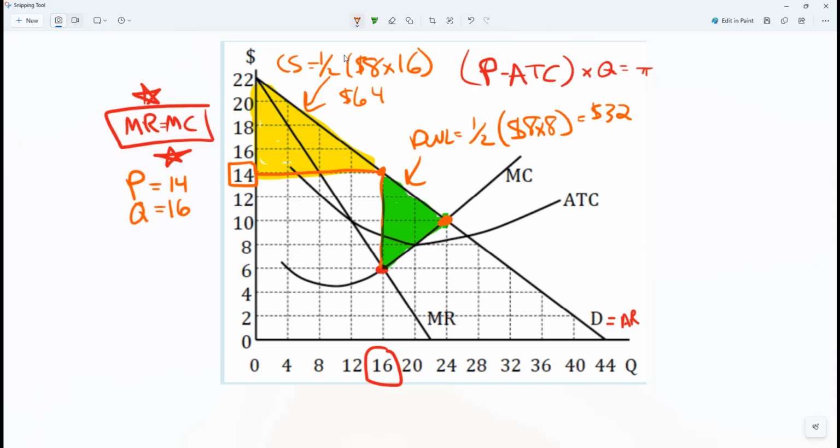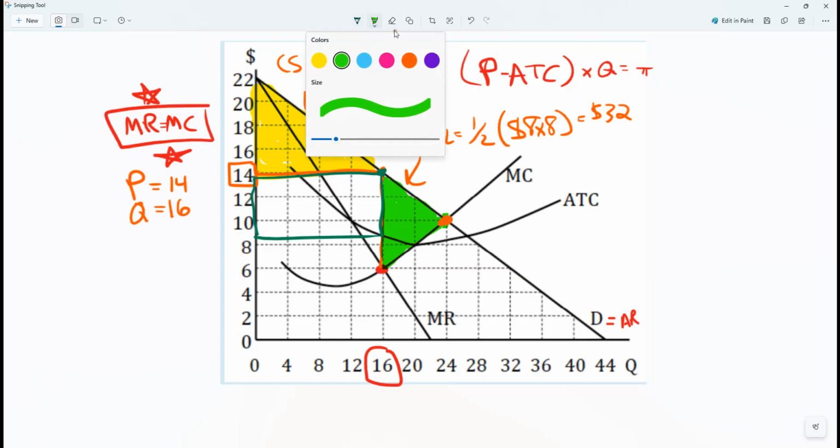Now, is this monopoly making a profit or a loss? And if so, how much? For that, we want to look at the difference between the price, 14, and follow that down to where it hits average total cost. We could round it since we don't have exact numbers. It looks like about 9 or just under 9. We could say 8.50, however technical you want to get, but I'll just round it to 9. So we're making $5 per unit on 16 units.